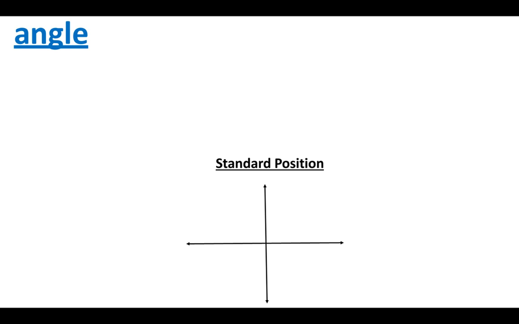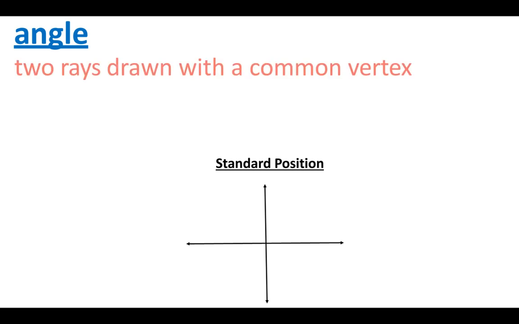So, first of all, let's just go ahead and define an angle. An angle is two rays drawn with a common vertex. So just a little bit of a reminder what a ray is. A ray is a line with one endpoint, and then the other end just kind of goes on forever. So it's two rays, and they have a common vertex, meaning if I were to draw another ray like this, that would create an angle. So these are two rays. They both end at the same vertex here, and that creates an angle.